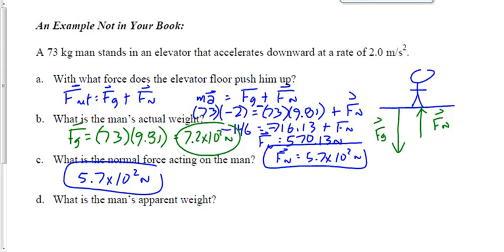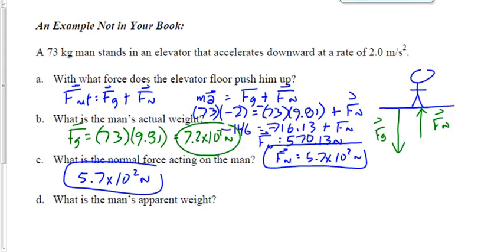Sorry? I thought you said something else. I thought you said nothing. What did you say again, Miles? Did you say nothing? You don't have to do anything to find the apparent weight? Does anybody know why we don't have to do anything to find the apparent weight?